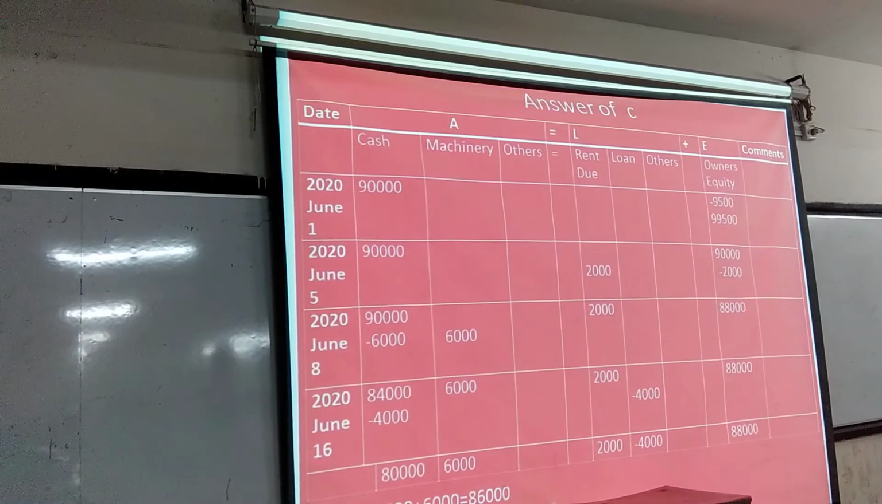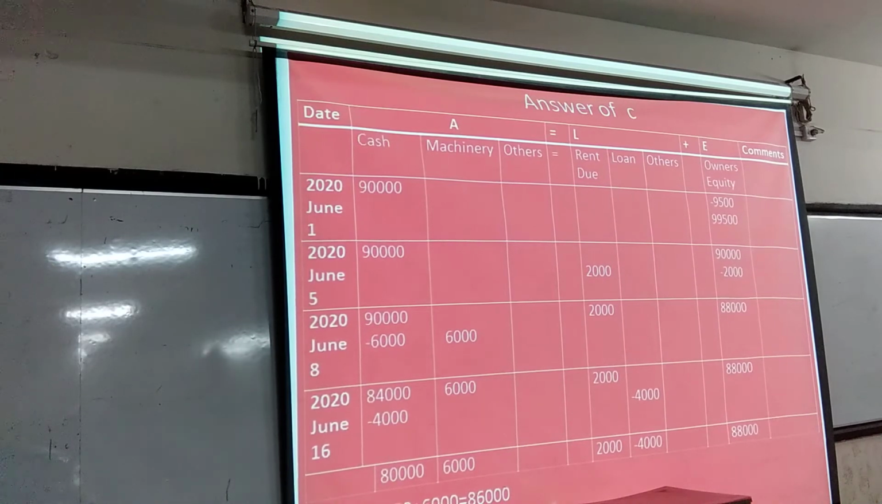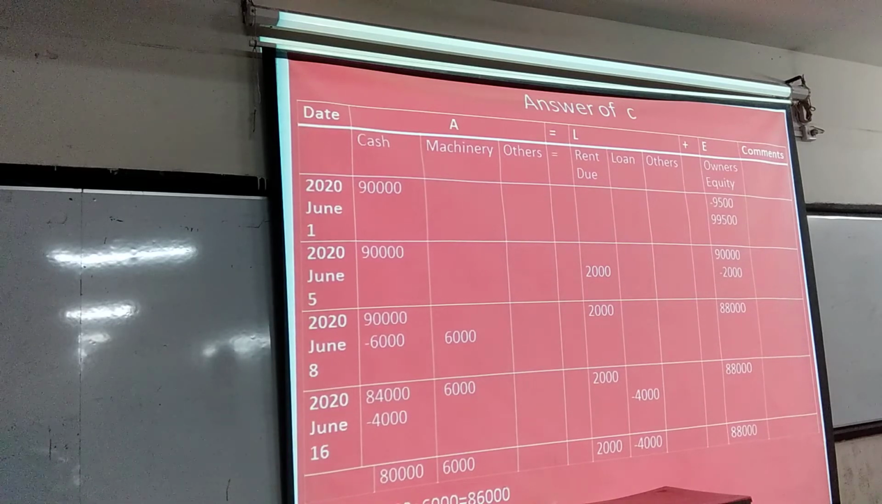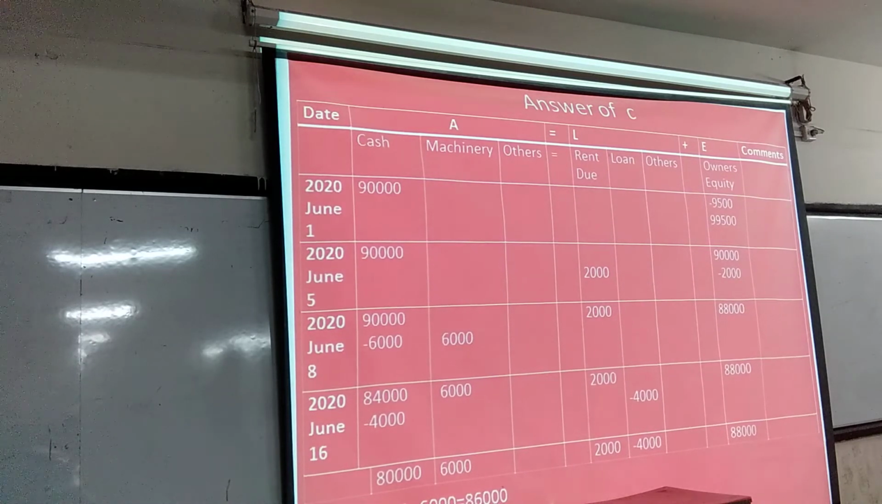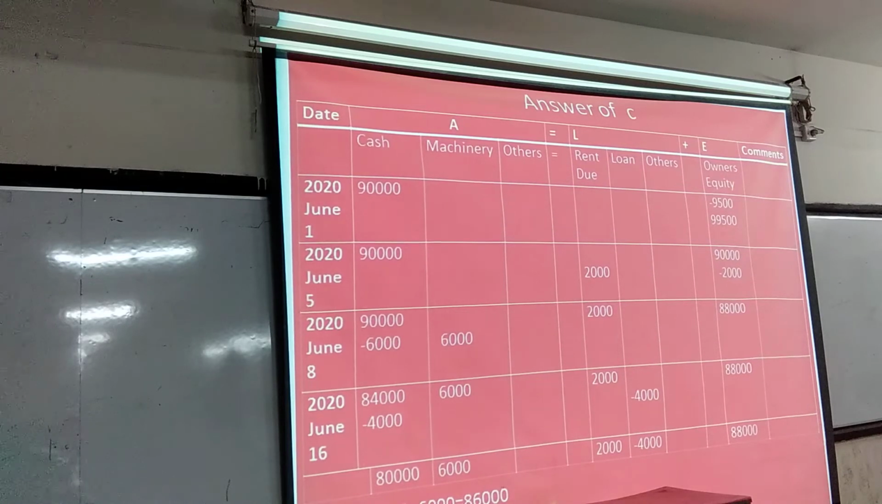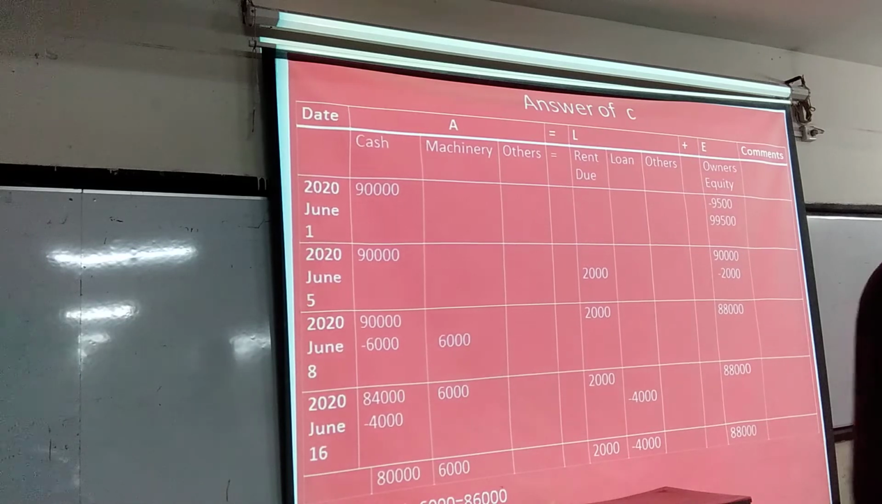For answer C, you have to draw columns this way: cash, machinery, others. Why are these columns? Because by these transactions, cash may be increased or decreased, machinery may be increased or decreased, and in the others column, we will write other data: rent due, loan, others, owner's equity. Okay?